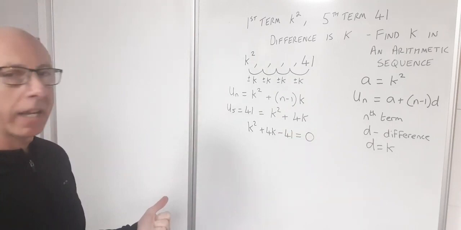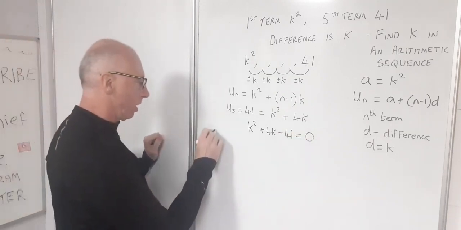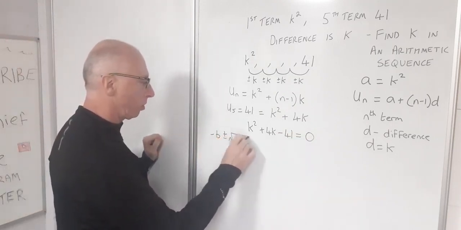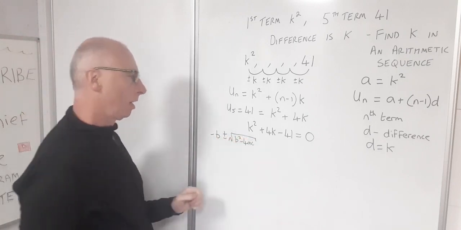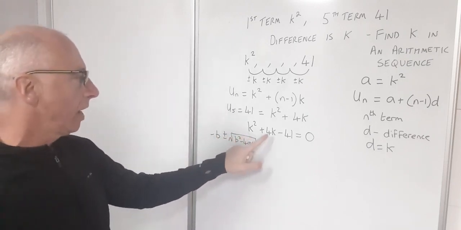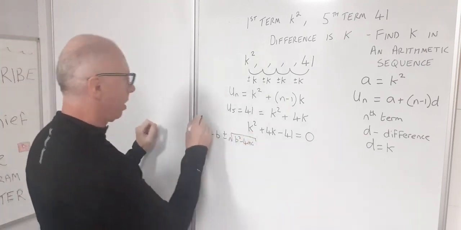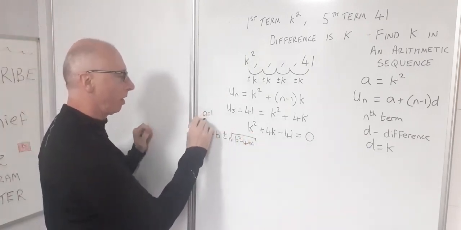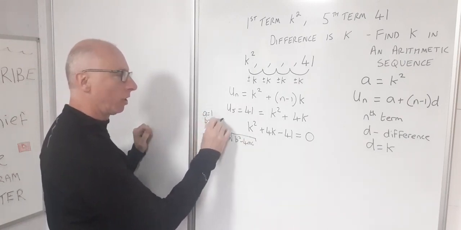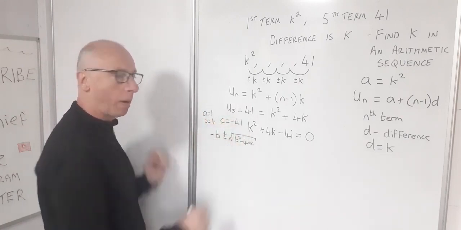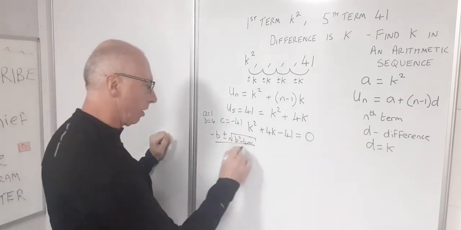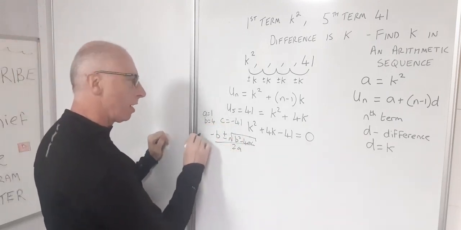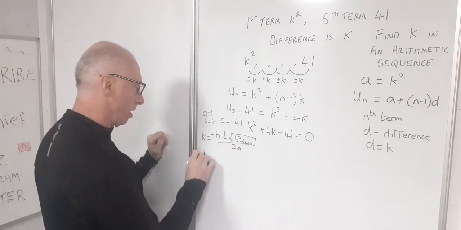Okay, let's plug that into the quadratic formula. So we've got minus b plus or minus the square root b squared minus 4ac. So we've got a is 1. Let's put our values here. A is 1, b is 4, c equals minus 41. So let's go with that. So don't forget to divide by 2a. So that'll give us our k.